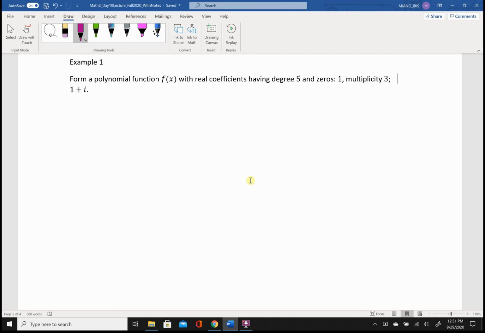So we can use what we just said about complex zeros that are not real always having to come in pairs, to assume that the conjugate is another zero. So let me go ahead and write that down to begin with. So another zero must be 1 minus i.